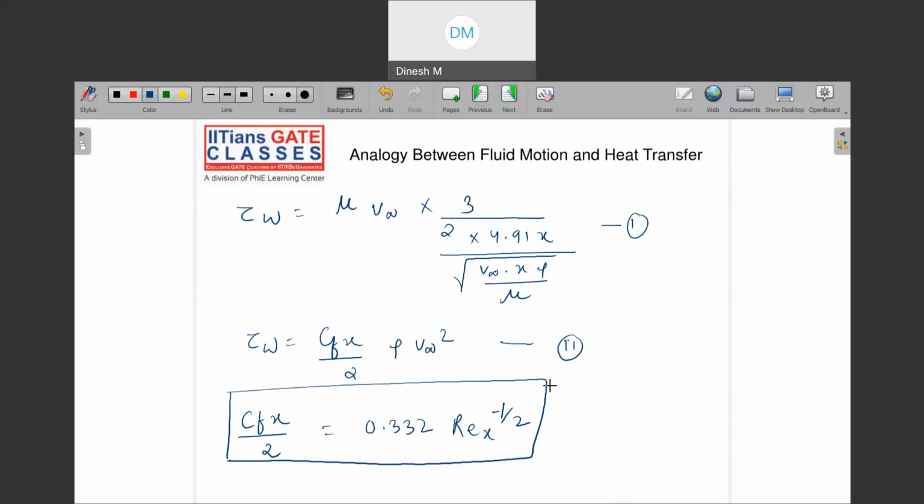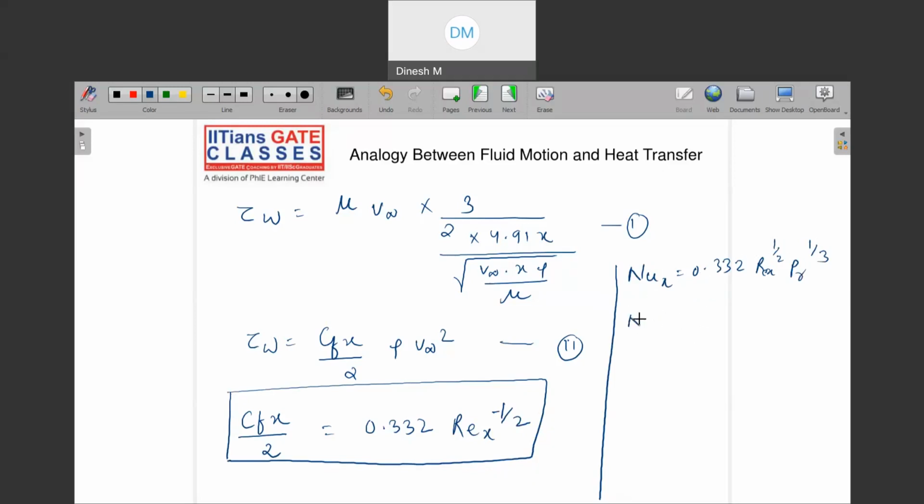Now, I know the Nusselt number relation with respect to Reynolds. So what is Nusselt number? Nusselt number at any given x is 0.332 times Reynolds number at x to the power 1 by 2 into Prandtl to the power 1 by 3. So can you see now that there is some analogy that can be fitted between these two? So let us see how we can do that.